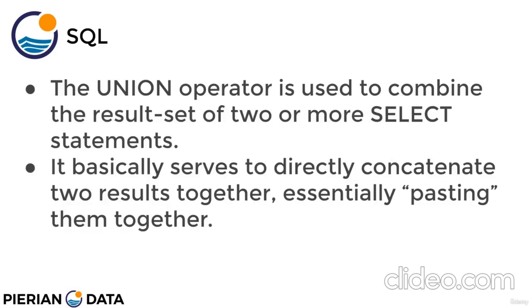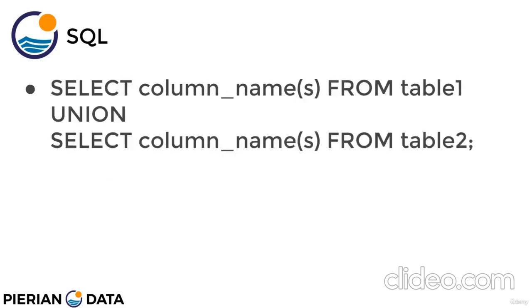The union operator is used to combine the result set of two or more select statements. The way I like to think about a union versus the joins we've already learned is that it basically just serves to directly concatenate two results together, essentially pasting the results of two select statements right on top of each other. The syntax is simply the following. You have your first select statement, and then you have a union with another select statement. Something to keep in mind is that these should be logical and they should match up in a way that you can stack the results right on top of another.